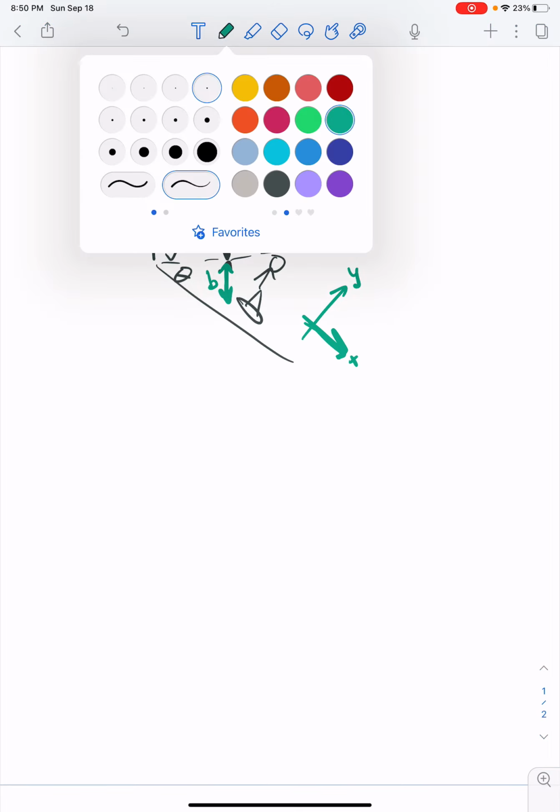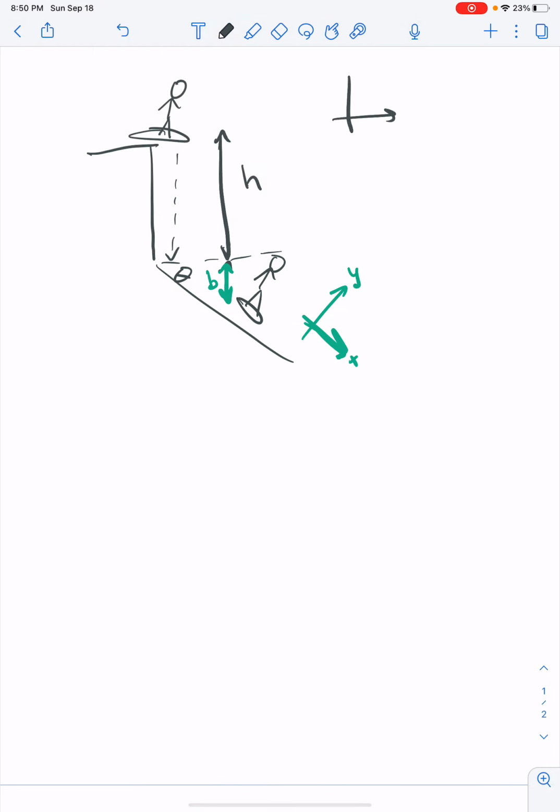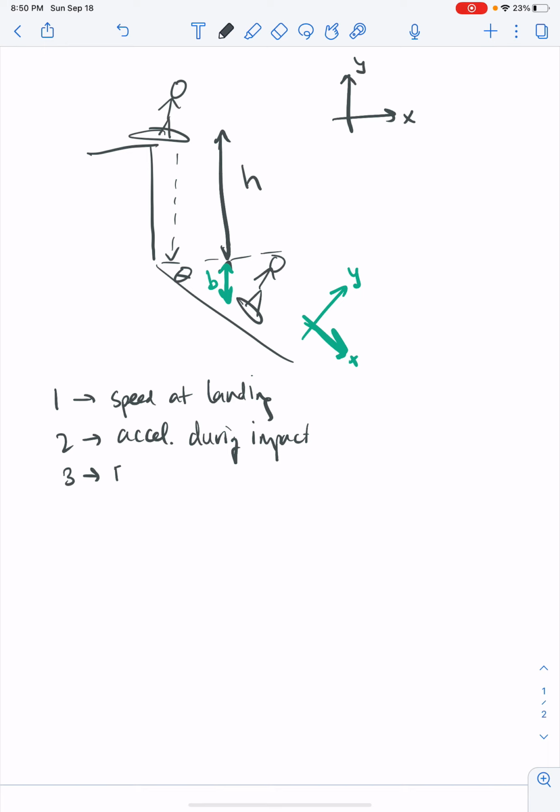Okay. We're also going to think about the beginning of this problem. During the drop, we'll think about a non-rotated coordinate system. So 3 things we want to find. 1 is speed at landing. 2 is acceleration during impact. And 3 is normal force during impact. We're going to use these 3 results during the lesson today.